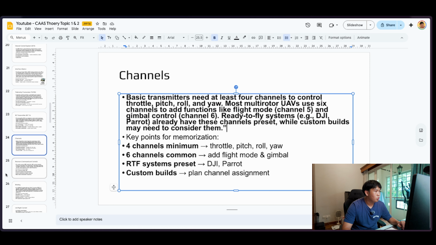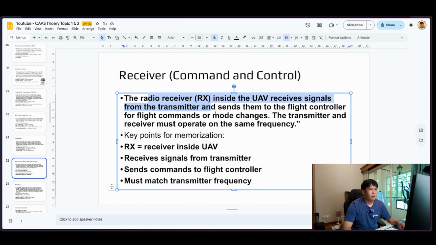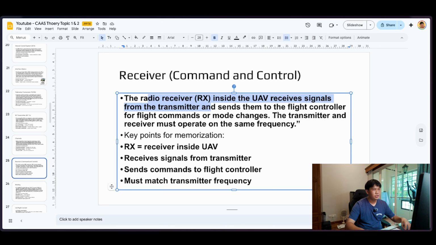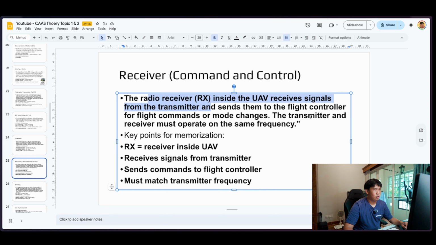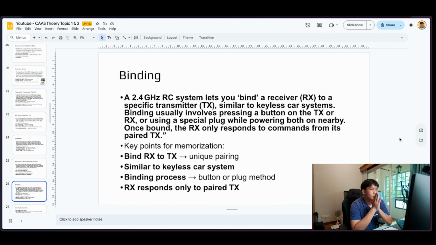Okay, so receiver and command and controls. The RX is a radio receiver inside the UAV that receives a signal, and it sends them to the flight controller for the flight commands or mode changes. Means you move your sticks and then the drone will move. The transmitter and the receiver must operate on the same frequency, meaning sometimes 2.4 GHz, 5.8 GHz, whatever. Okay, so RX is the receiver inside the UAV. Your RX is bound, paired with a TX. So bind RX to TX, and then it's a unique pairing, meaning there's a unique system. The binding process is a button or plug-in method, and then the RX responds to the paired TX.